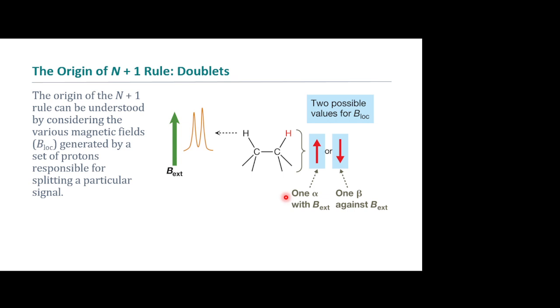Okay, so let's talk about the origin of this rule, the n+1, the doublets. The origin of that n+1 rule can actually be fairly easily understood if we consider the various magnetic fields, or B local, that are generated by our sets of protons that are responsible for splitting a particular signal. So if we think about it this way, there are two possibilities for this hydrogen to exist in, right? We could have the upspin, we could have the downspin. Or another way of saying it, it could spin this way, it could spin this way, right? And so there's two states that it can be in.